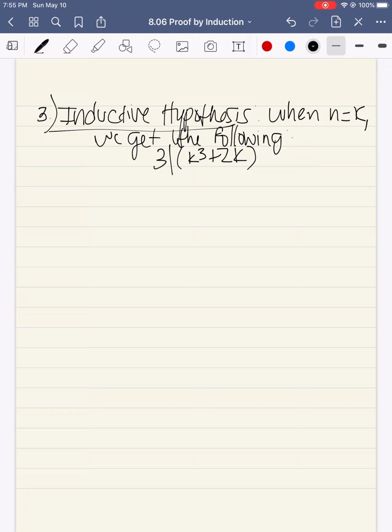So we're kind of in a way assuming what we're trying to prove, but in doing so, we're able to actually finish the proof in the last step. So bear with me for a moment and we'll summarize why this step is crucial once we get to the fourth step. So the inductive hypothesis here, we assume that this is true. So we may assume this statement. So we're assuming 3 is a divisor of k cubed plus 2k.